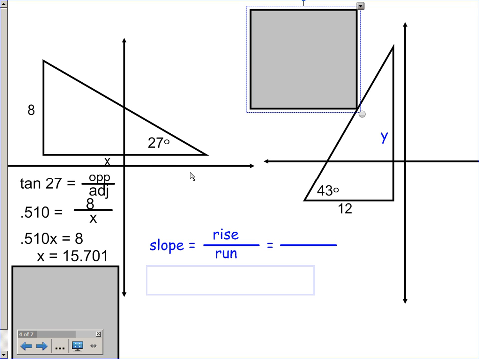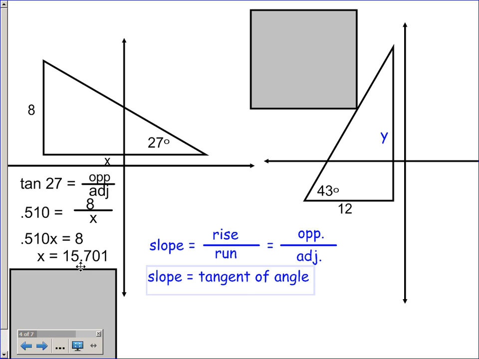If I know this angle measure, the rise over the run would then be called, in terms of trig, the opposite side, because it's opposite of my known angle, over the adjacent side. The adjacent side is the run in terms of this known angle. And so opposite over adjacent is a trig ratio, and the slope, or the opposite over adjacent, is defined as the tangent of the angle.